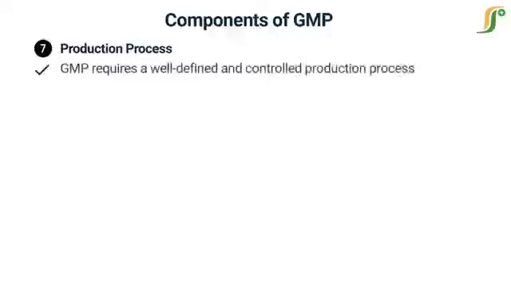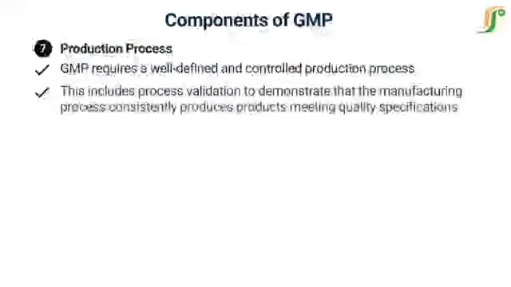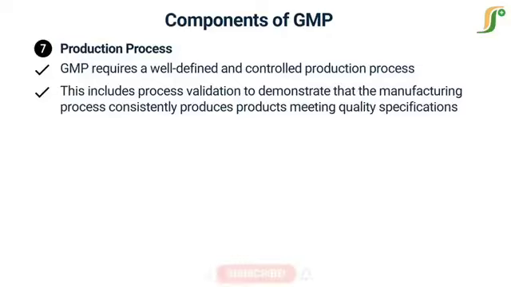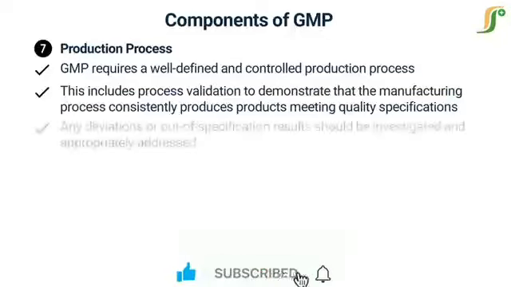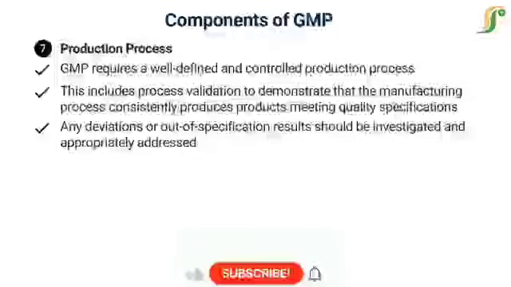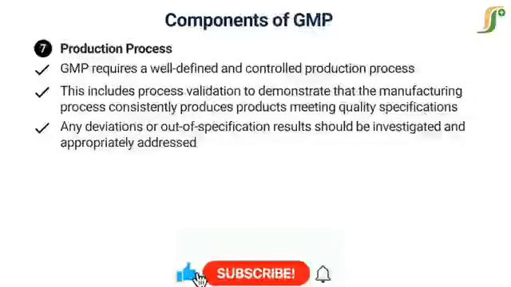Seventh component is Production process. GMP requires a well-defined and controlled production process. This includes process validation to demonstrate that the manufacturing process consistently produces products meeting predetermined quality specifications. In-process controls should be implemented to monitor critical process parameters and ensure that the process remains within defined limits. Any deviations or out-of-specification results should be investigated and appropriately addressed.